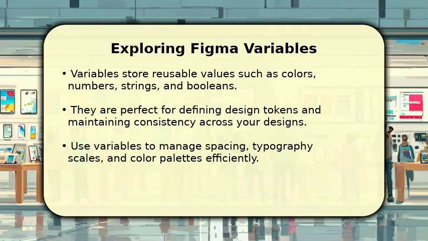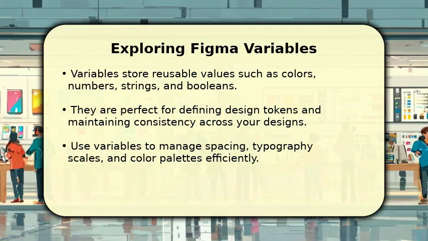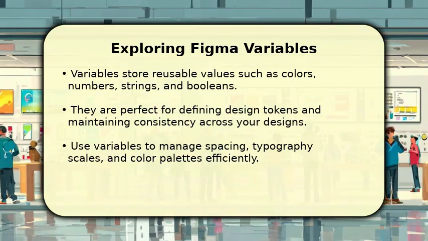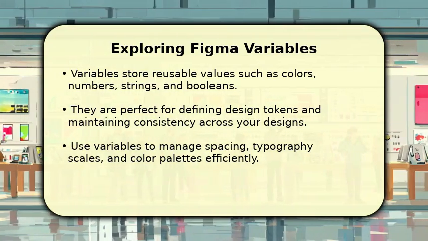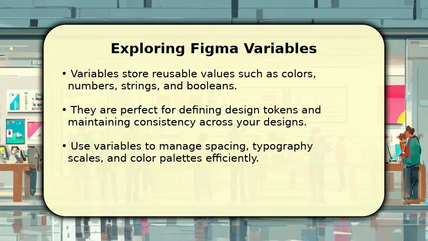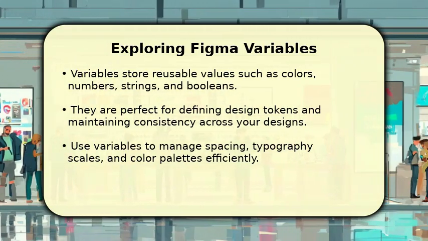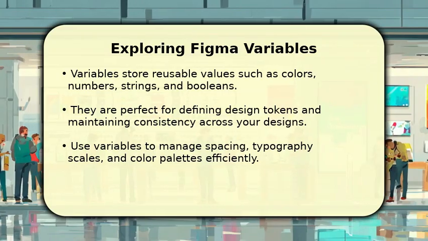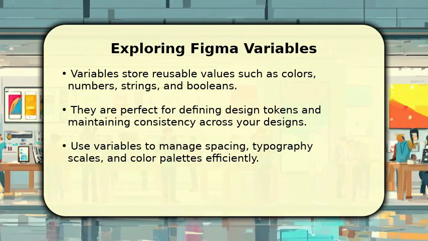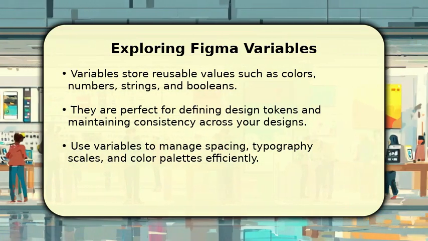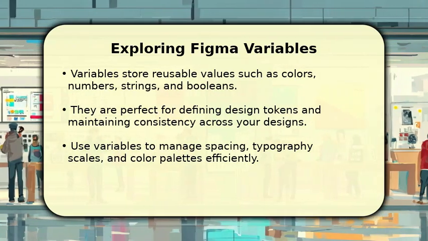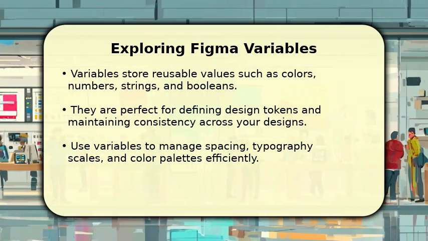Figma variables, on the other hand, are all about storing reusable values. Think of them as design tokens for colors, numbers, strings, and even true or false conditions. They are perfect for maintaining absolute consistency across your entire design. You can define a variable for your primary brand color, a spacing unit of 8 pixels, or a specific font size. This ensures every element using that variable updates instantly when the variable changes.